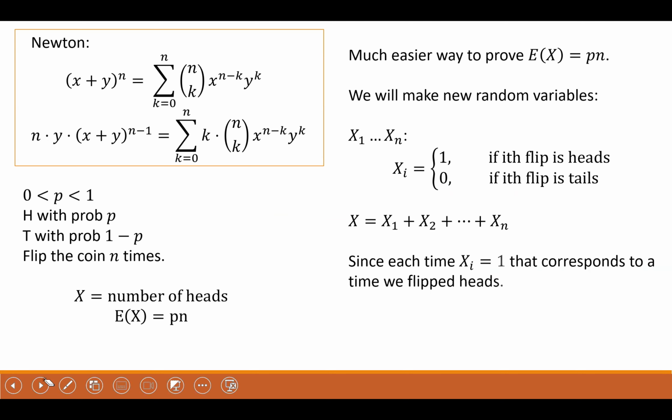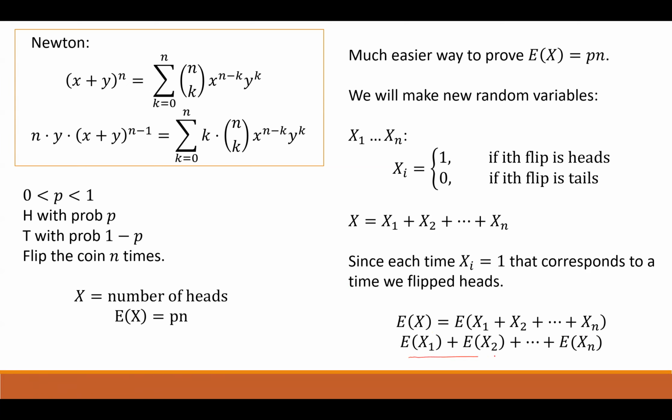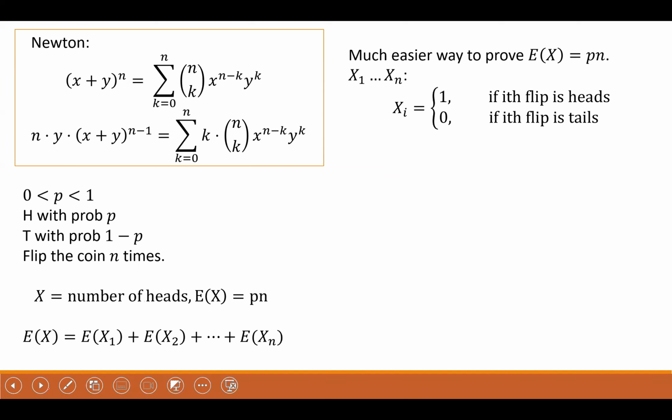And since we know that, we can use the linearity of expectation. So the expected value of x is equal to the expected value of this sum. And using linearity of expectation, that means it's equal to the sum of these expected values. In this case I have n random variables, and I'm going to sum up all of their expected values. So I need to figure out what is the expected value of xi.